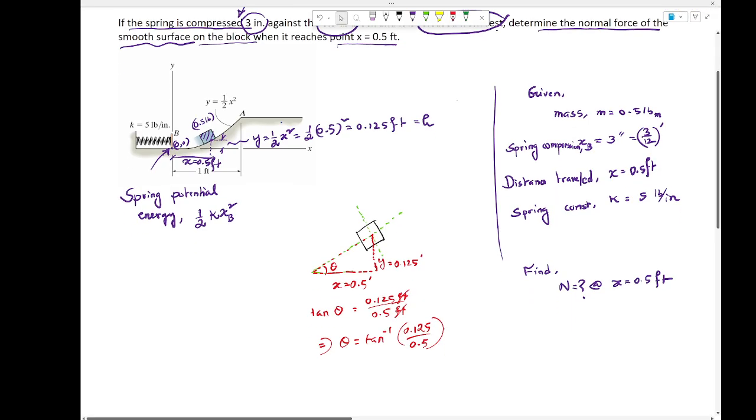But what is the angle theta you found? 14. Huh? 14. How come? I got 14.04. I did some mistake. For some reason, I have 26. And I didn't calculate it here in my notes.